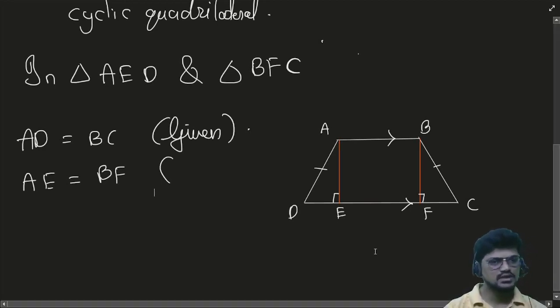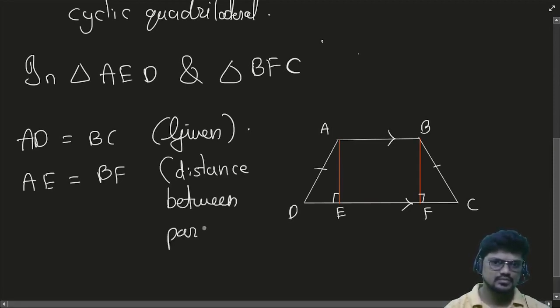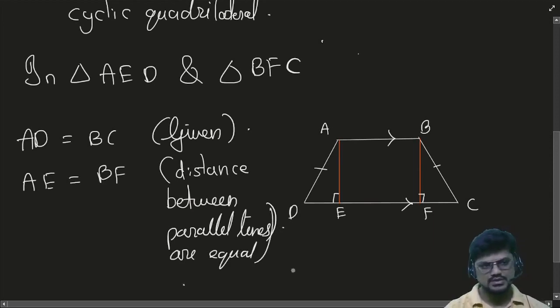Okay, we can say it's parallel, that's right, but you have to write it properly: distance between two parallel lines is equal, because the distance between parallel lines is equal. Okay, this is the reason.